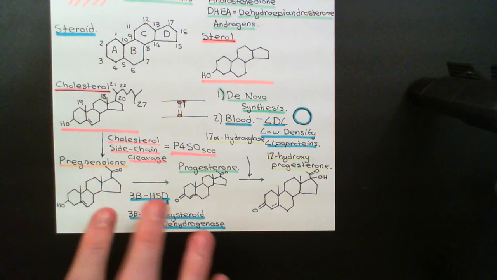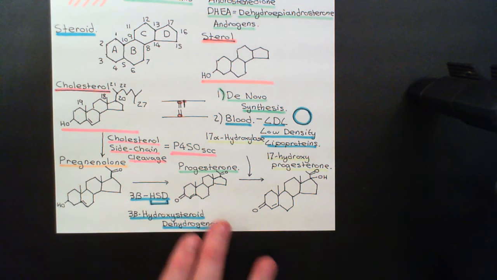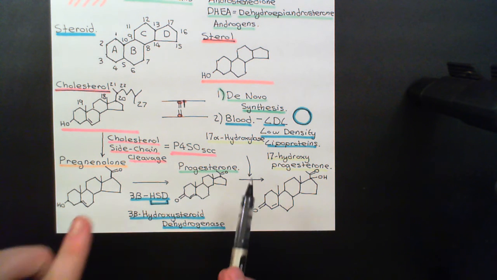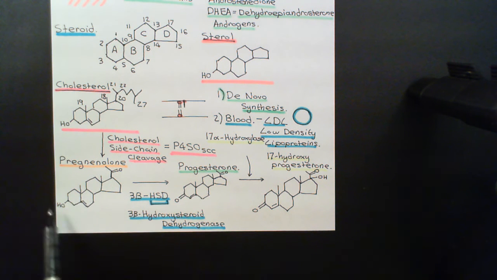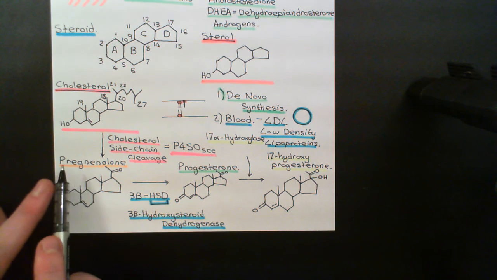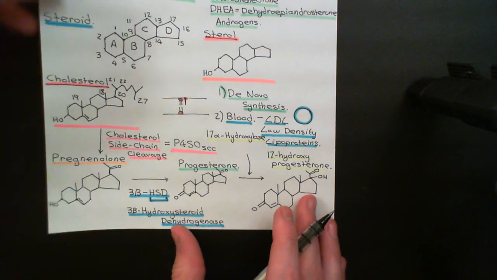You can either do this conversion first, where you turn pregnenolone into progesterone, catalyzed by the 3-beta-hydroxysteroid dehydrogenase enzyme, and then convert progesterone to 17-hydroxyprogesterone by adding an alcohol group onto carbon number 17, catalyzed by 17-alpha-hydroxylase, or you can swap these around. You can firstly change up here, and then change down here to get this molecule. So that's the second way in which you can convert this to this, and it will produce 17-hydroxypregnenolone as an intermediate.